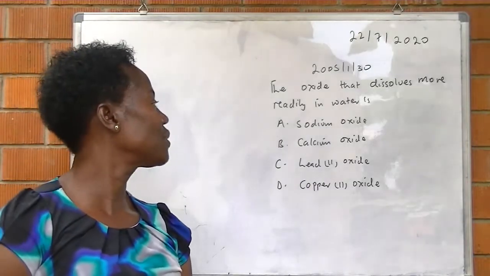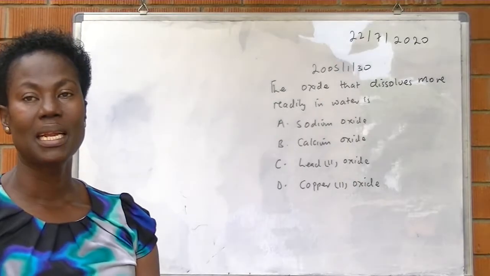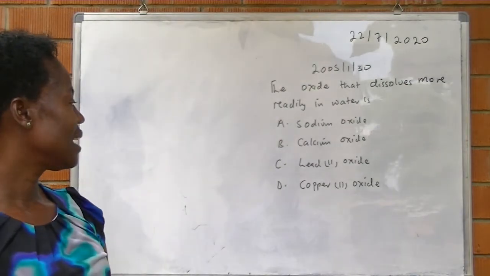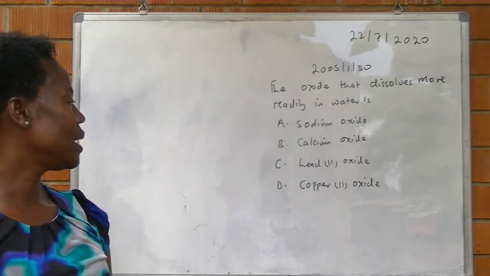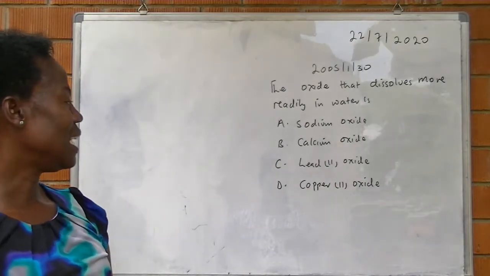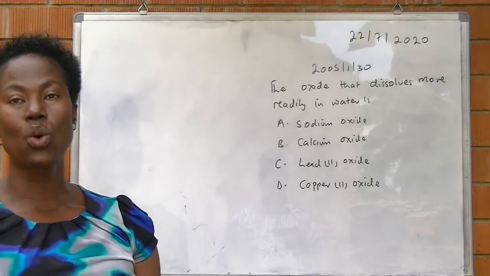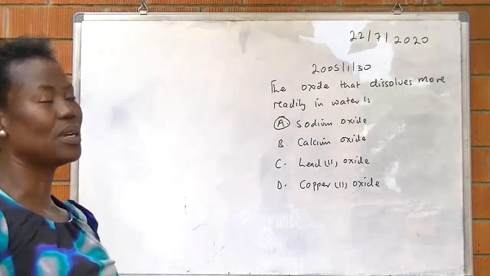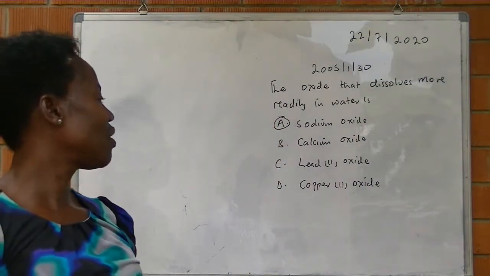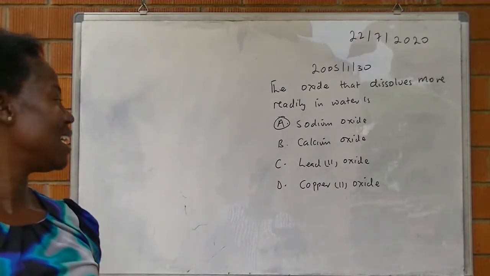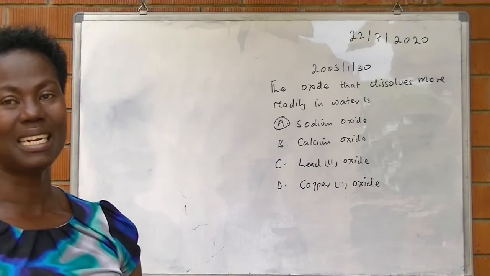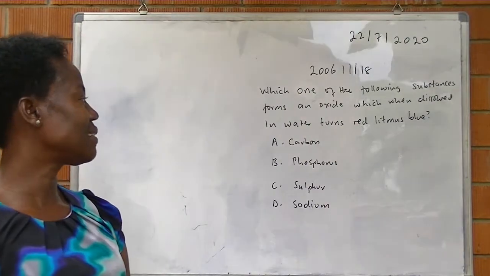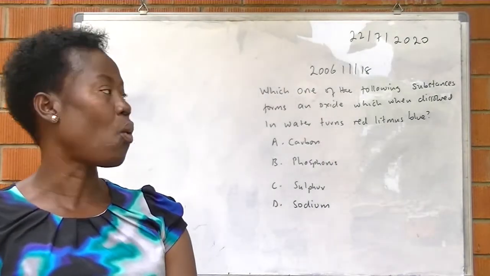Another example is from 2005, paper 1, number 30. The oxide that dissolves more readily in water is A, sodium oxide, B, calcium oxide, C, lead oxide, D, copper 2 oxide. The answer is A, sodium oxide. You can wonder why. Oxides of group 1 elements are very soluble in water, while oxides of other group elements are less soluble, and some do not even dissolve.